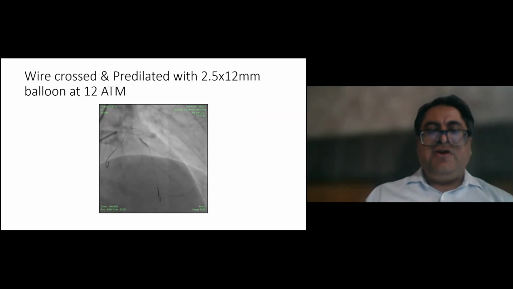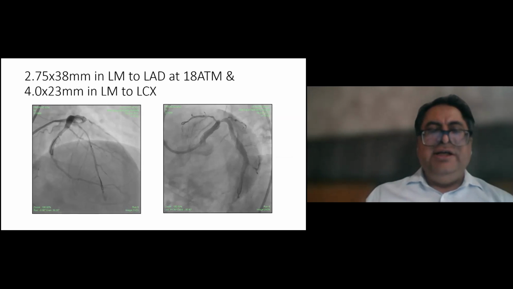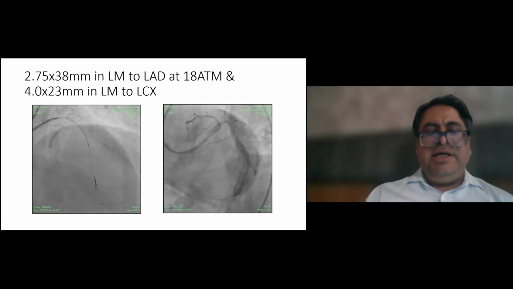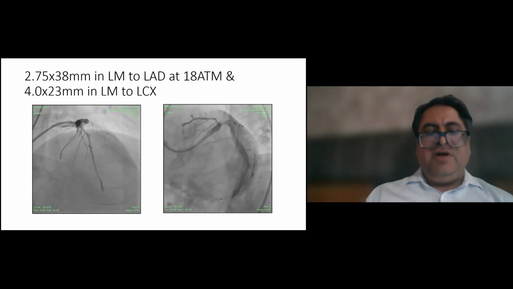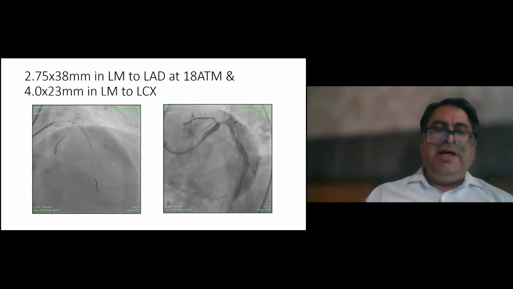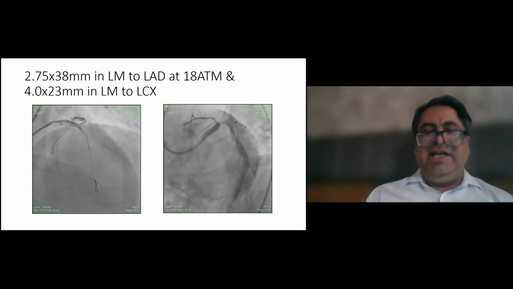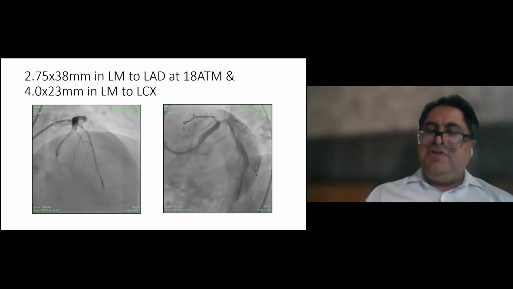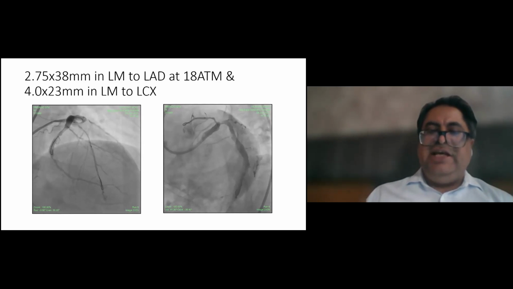So the wire was crossed, and the lesion was pre-dilated with a 2.5 millimeter balloon at 12 atmospheres. Then we thought of taking a Y technique, or you can call it simultaneous SKS technique, as the patient was clinically sick and the left main was very huge, about 8 millimeters in size.